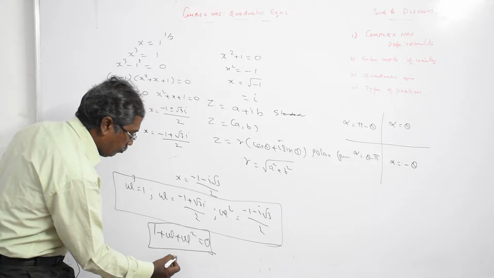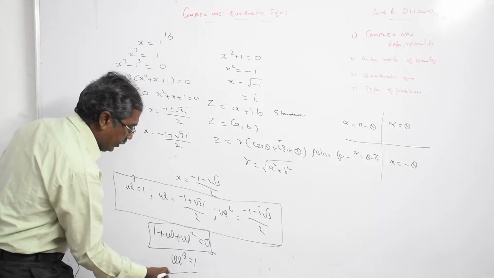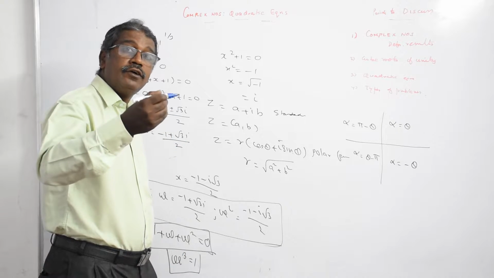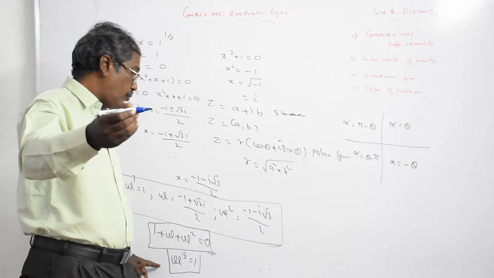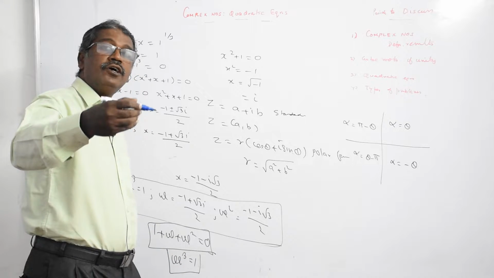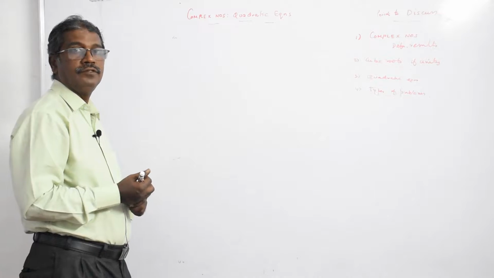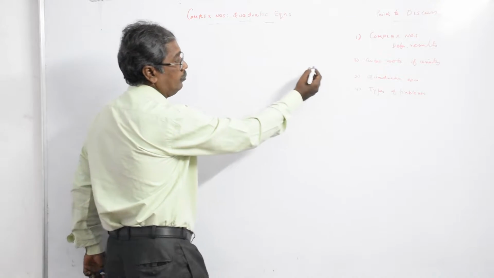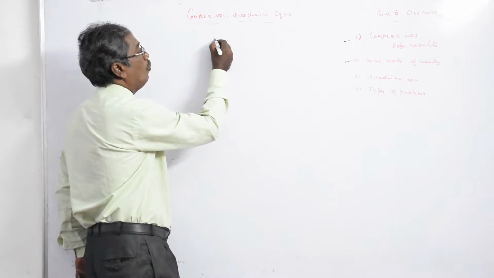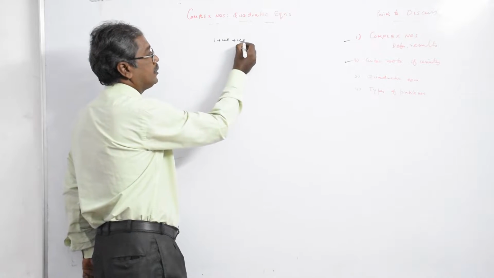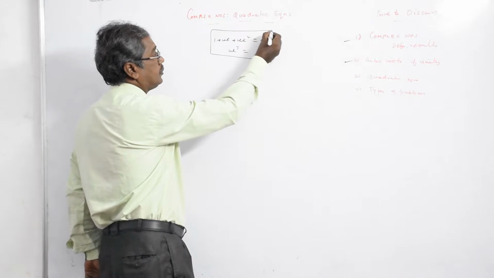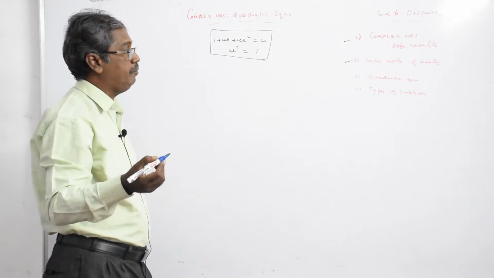And we also have one more result, omega cube is equal to 1. These two results are most important in solving complex number problems using the cube roots of unity. The problem is based on cube roots of unity. So we have the results 1 + omega + omega square equal to 0 and omega cube equal to 1, which are mostly used in solving JEE problems.